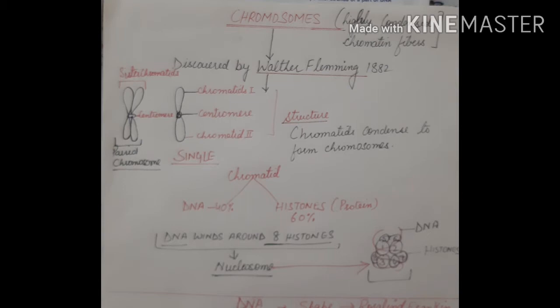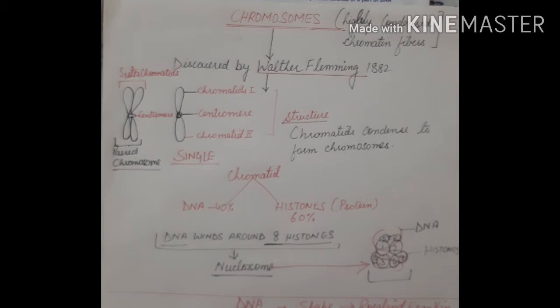Now for the formation of a DNA molecule, 8 histones are wound up with a DNA strand, and this complete unit is called a nucleosome. Please understand it, this is a very important point. 8 histones join and wind up with the DNA strand to form a nucleosome. So this unit is called a nucleosome.